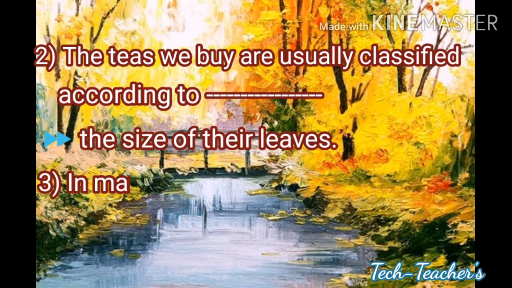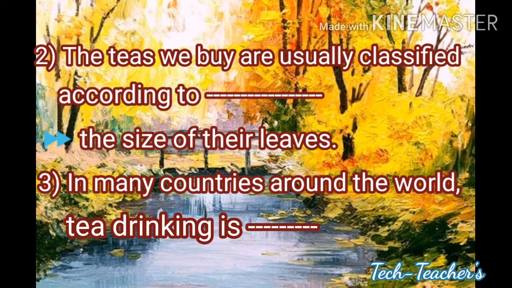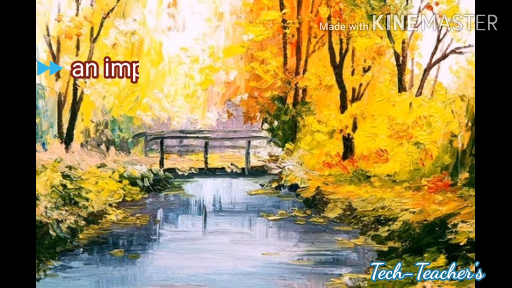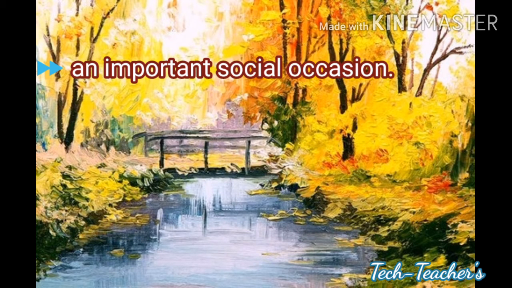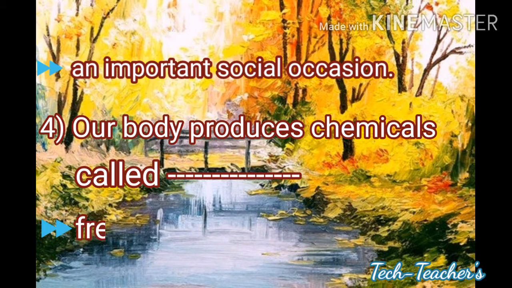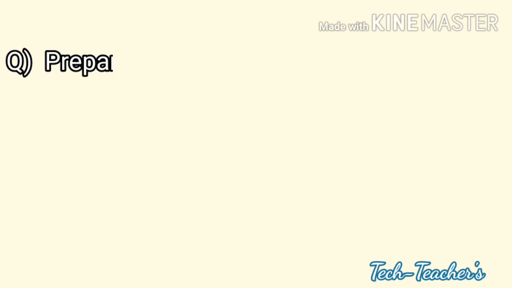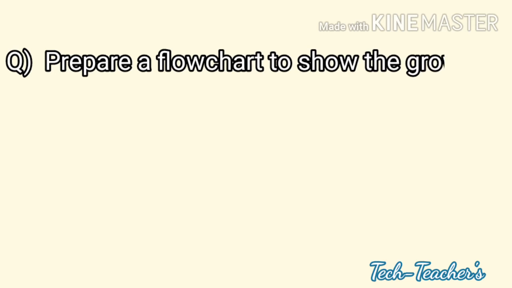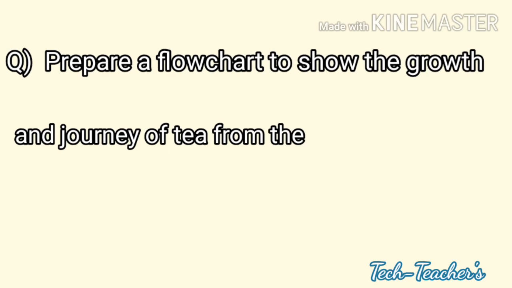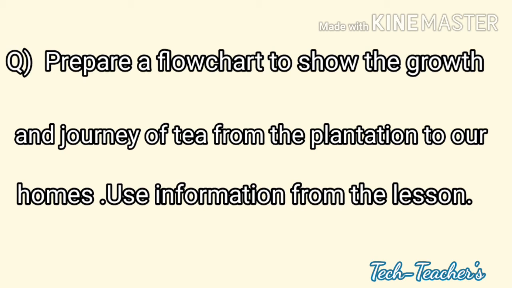Third, in many countries around the world, tea drinking is dash. The answer: an important social occasion. Fourth, our body produces chemicals called dash. The answer is free radicals. Next question. Prepare a flowchart to show the growth and journey of tea from the plantation to our homes. Use information from the lesson.